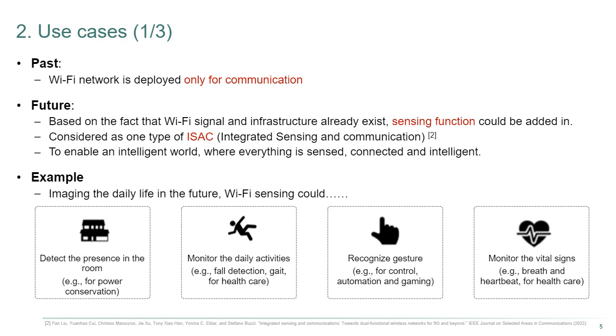So you can imagine in the future, in our daily life, we use Wi-Fi sensing to detect presence in the room or in the office, or monitor daily activities, for example fall detection or gait, or recognize gestures, or monitor vital signs, breath and heartbeat. That's what we can imagine in the future.